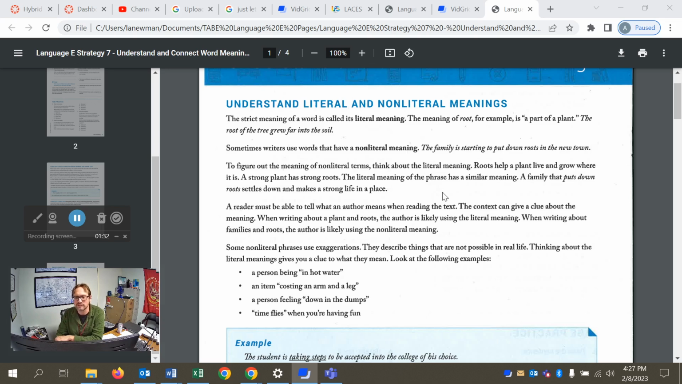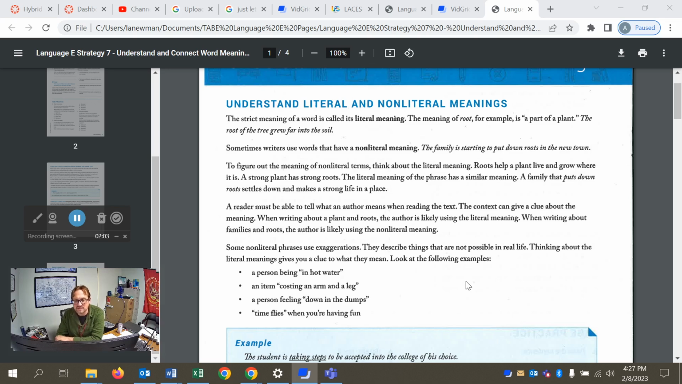Roots help a plant live and grow where it is. A strong plant has roots too. The literal meaning of the phrase has a similar meaning. A family that puts down roots settles down and makes a strong life in a place. A reader must be able to tell what an author means when reading the text. The context can give a clue about the meaning. When writing about a plant's roots, the author is likely using the literal meaning. When writing about families and roots, the author is likely using the non-literal meaning.